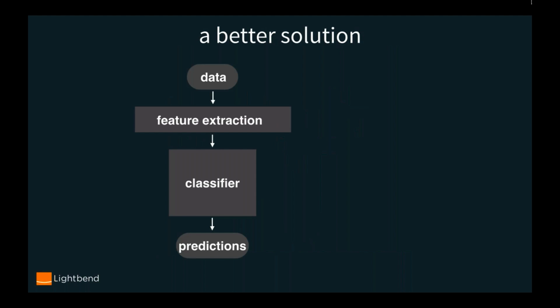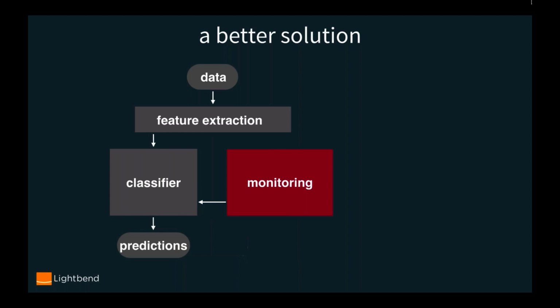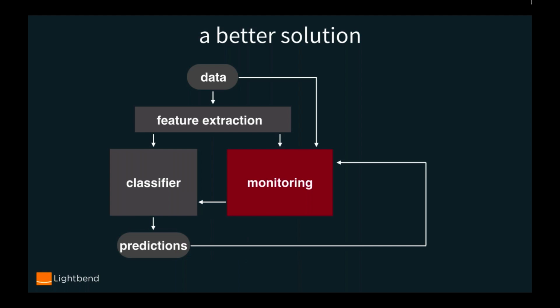What is a better way? A better solution, since we're looking for changes in the classifier performance, is to try to deduce this from observing the changes in data and predictions. So for this purpose, we add a monitoring block into our diagram. We can monitor the input data, we can monitor the features, we can monitor the predictions, and if we have labels, we can monitor the prediction errors.